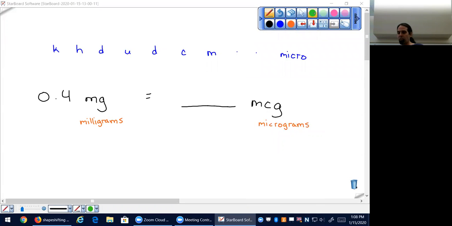Okay, where are we starting on our blue list? We're starting on the M. We're going to the micro. So 1, 2, 3 scoots. 1, 2, 3. So it's going to be 400. That's why it's so awkward that nobody ever invented names for these, because you still have to use them. That makes sense. Thank you. You're welcome.